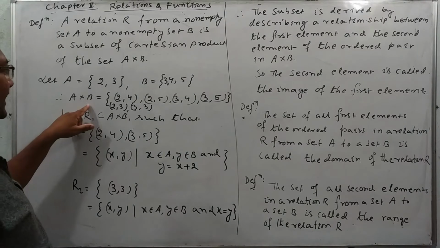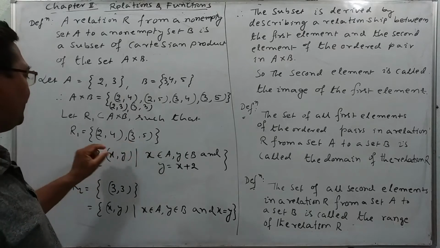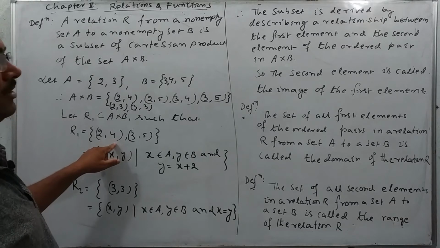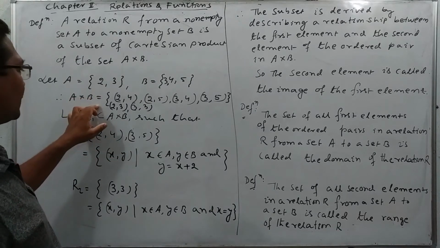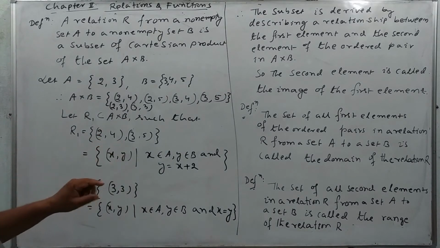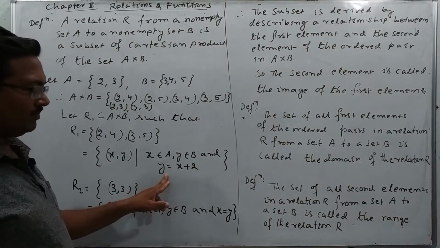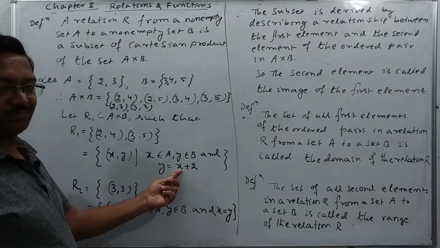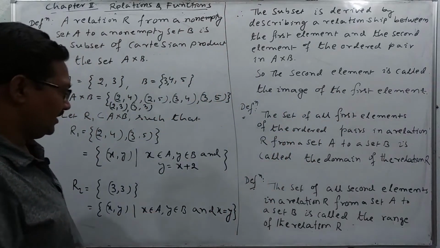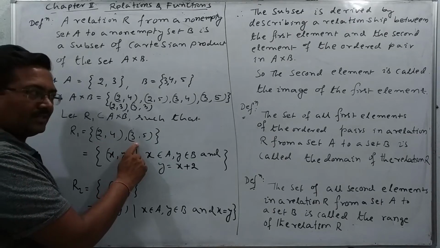The subset R1 is derived by describing the relationship between the first component and the second component of the ordered pair in the Cartesian product of A and B. So, the first component is related to the second component. If 2 is there, 4 must be there because the second component is 2 units higher than the first component. So, the second element is called the image of the first element. This y, this 4, is the image of 2, and 5 is the image of 3.